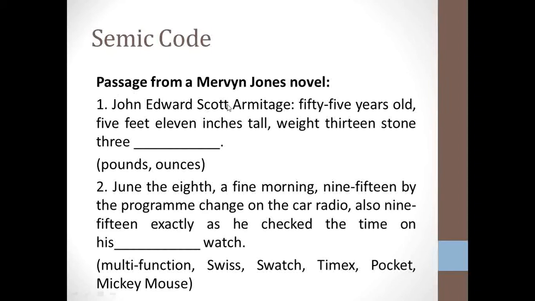So we've got a passage from Mervyn Jones' novel. For the symbolic code, we used The Oval Portrait of Edgar Allan Poe. For the semic code, we are going to use Mervyn Jones' novel. The name of the novel is not given, the entire plot and structure are not given, except for the first few introductory lines. As introduction, we're told that this is John Edward Scott Armitage, 55 years old, 5 feet 11 inches tall, weight 13 stone 3 blank. So you have to think what would fit in best here, pounds or ounces.